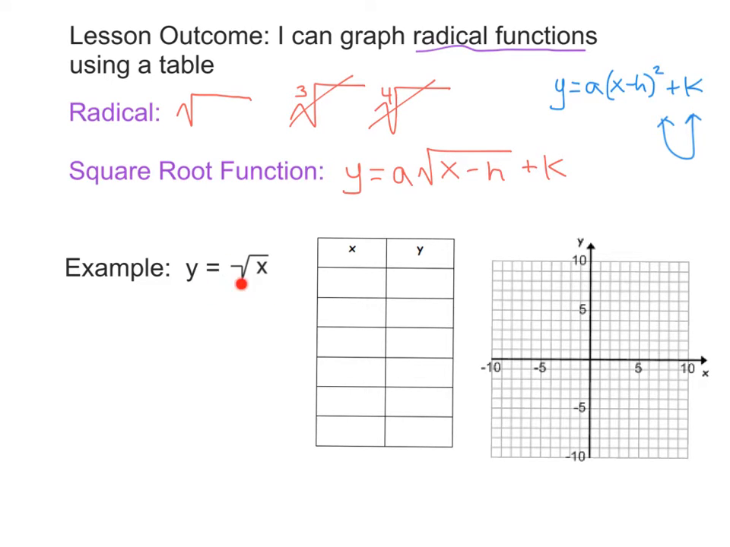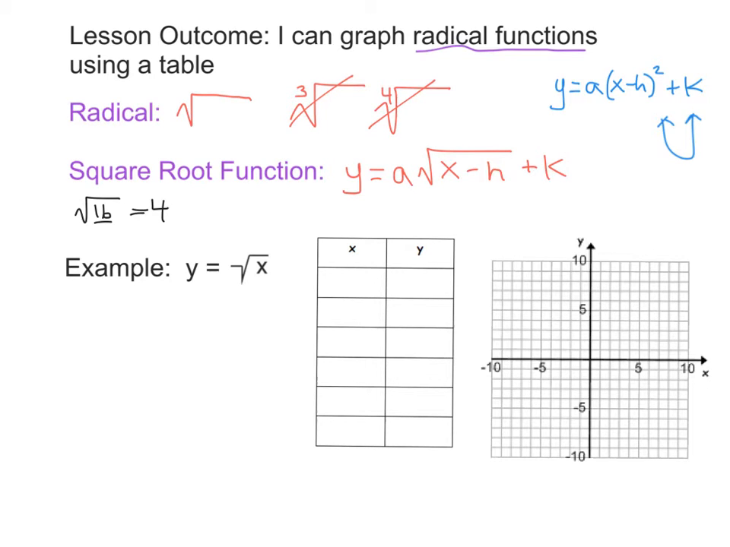But what does it mean to have the square root of x? Let's remember that a square root always means what number times itself gives you the number inside the root. So if I gave you the number 16 inside the root, the square root of 16 is what number times itself gives us 16. The answer is 4. So that's what we're going to be doing here.